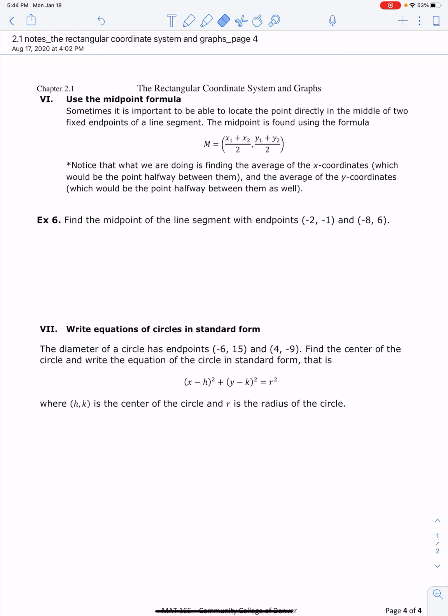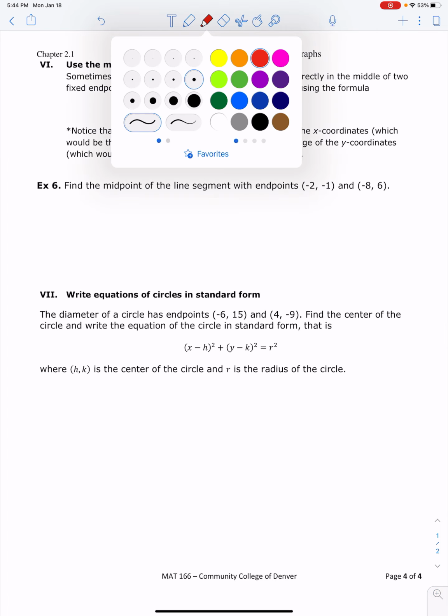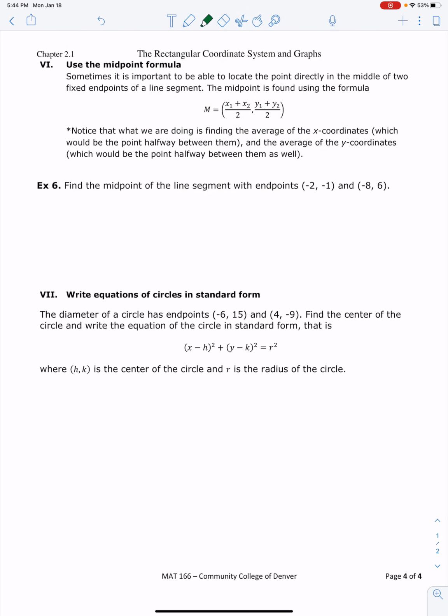The middle of 2 numbers is going to be the average of those 2 numbers. So we're going to find the midpoint the same way we find the average. We're going to add the 2 x values together, then divide by 2. We're going to add the 2 y values together and divide by 2. Okay. So here is our midpoint formula. Ooh, not red. Seems a little brutal.